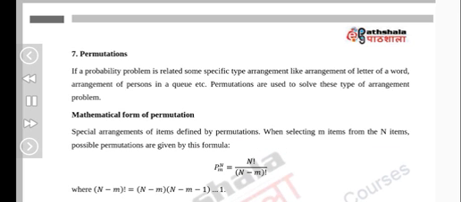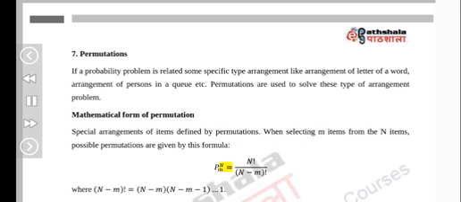7. Permutations. If a probability problem is related to some specific type of arrangement, like arrangement of letters of a word or arrangement of persons in a queue, permutations are used to solve these types of arrangement problems. Mathematical form of permutation: special arrangements of items are defined by permutations. When selecting m items from the n items, possible permutations are given by this formula.